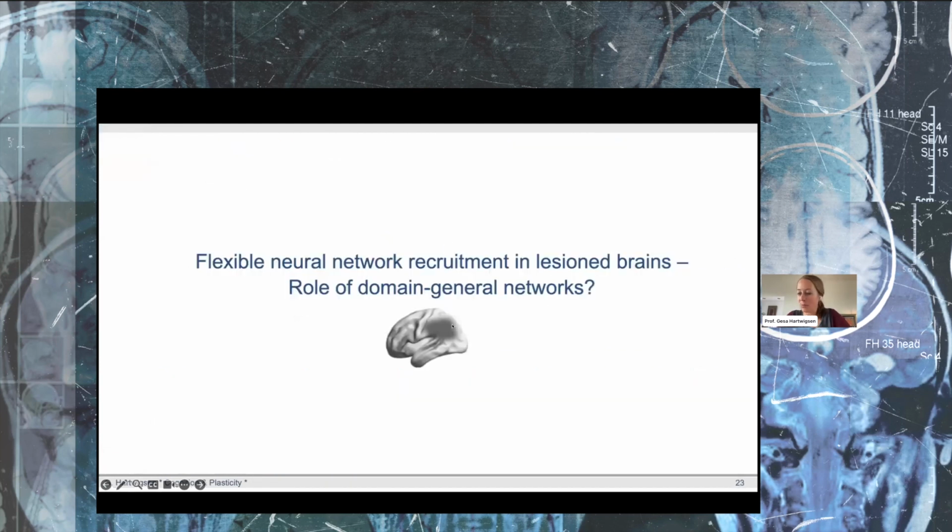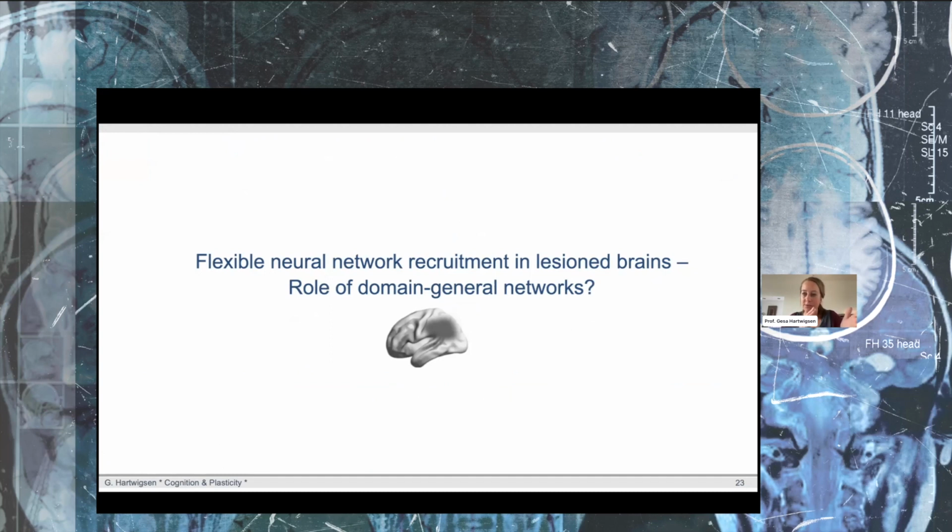Now, finally, I want to say a bit about flexible neural network recruitment in lesion brains and the role of domain general networks here. Why is this important? This is important because we know that brain lesions such as stroke often severely affect language function. But how the language network recovers from stroke is still not fully understood.